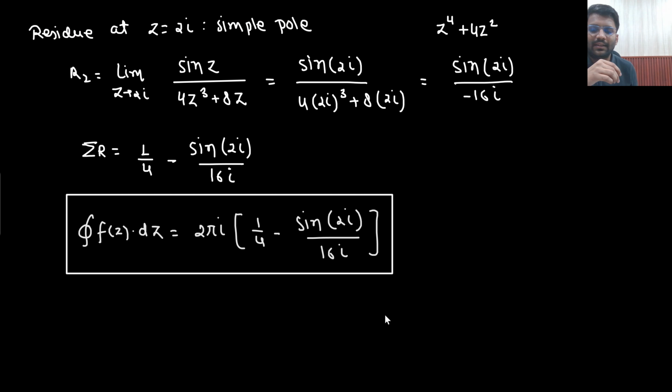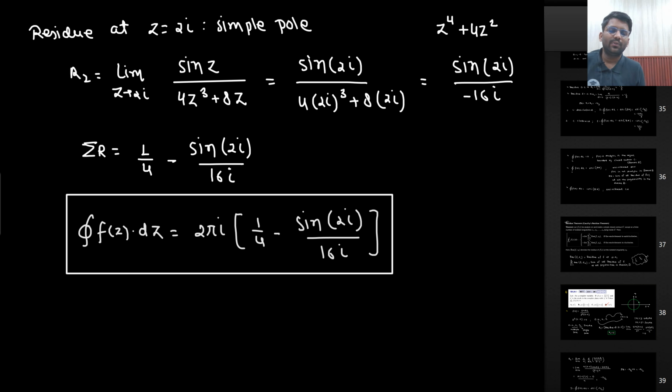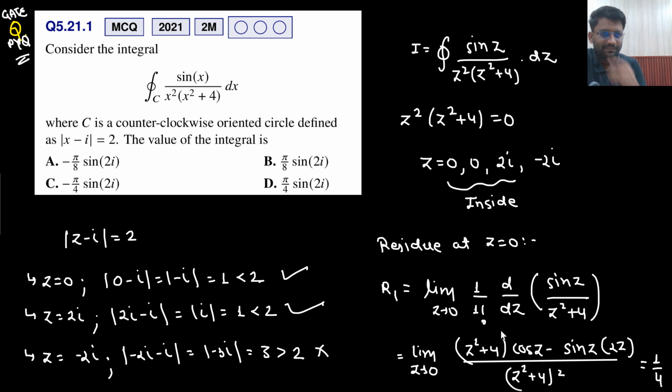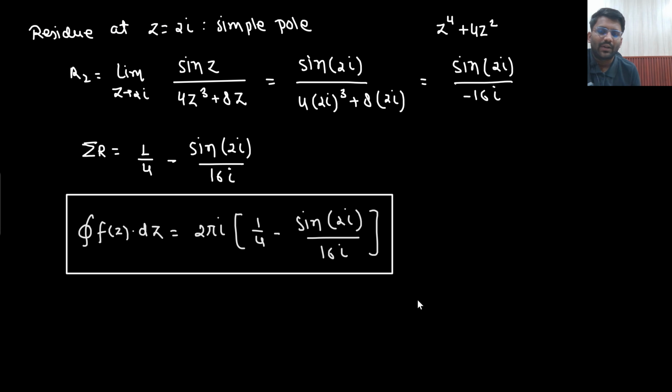Now let's say you check the options and they are not matching. Let's say this is the first question of your examination. When you solve this question, at least it would take 3 to 4 minutes, because it is not very straightforward. You need to check z equals 0 and 2 iota, find the residue at z equals 0, then check at 2 iota. So at least it would take 3 to 4 minutes for sure.